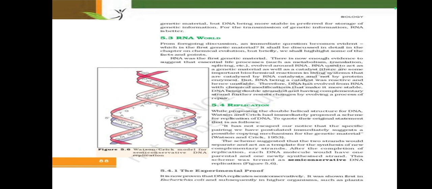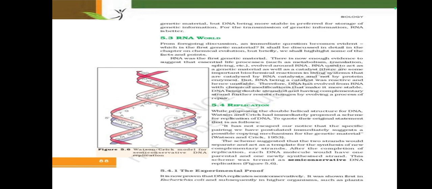of DNA. To quote their original statement, that is as follows: "It has not escaped our notice that the specific pairing we have postulated immediately suggests a possible copying mechanism for the genetic material."